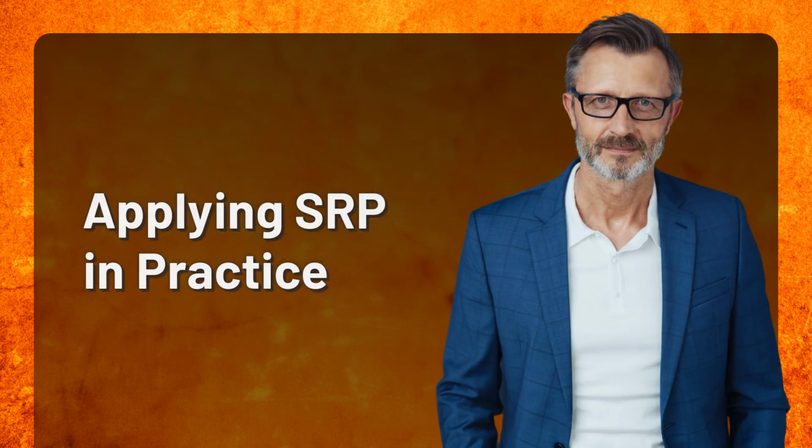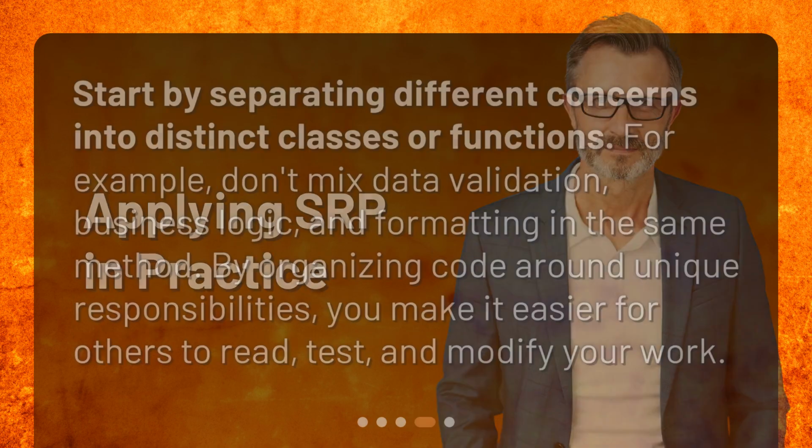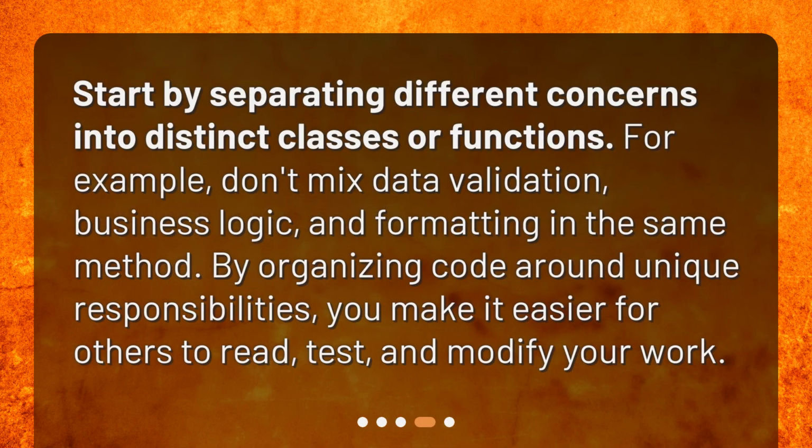Applying SRP in practice. Start by separating different concerns into distinct classes or functions. For example, don't mix data validation, business logic, and formatting in the same method. By organizing code around unique responsibilities, you make it easier for others to read, test, and modify your work.